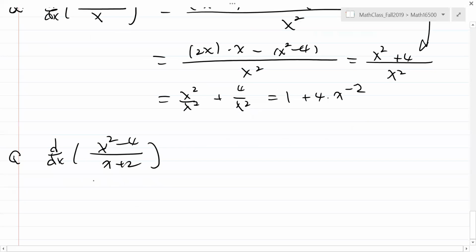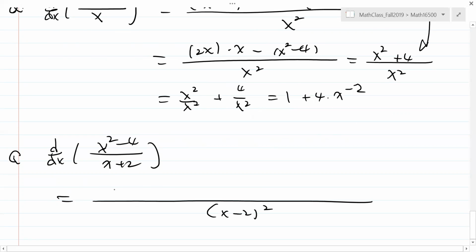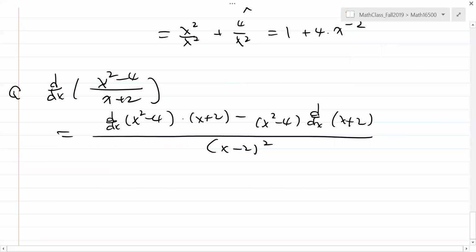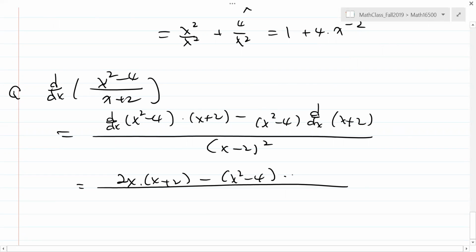All right, let's do it. By the quotient rule, it's going to be the denominator squared, and then you differentiate the numerator times the denominator minus the copy of the numerator times the derivative. Okay? So you will get 2x(x plus 2) minus (x squared minus 4) times 1.